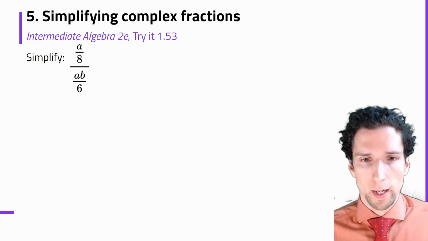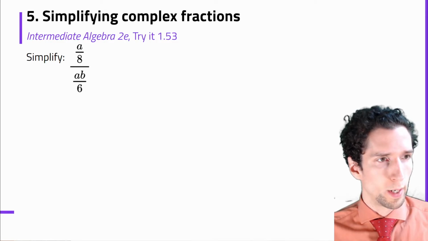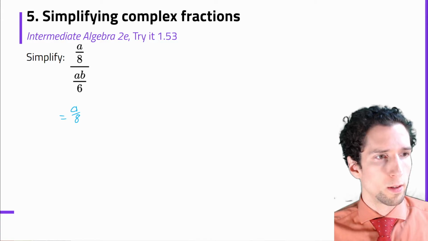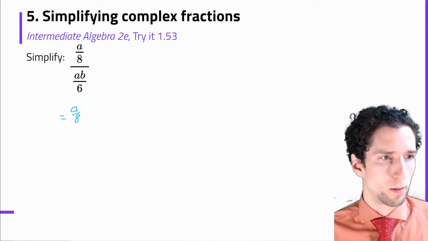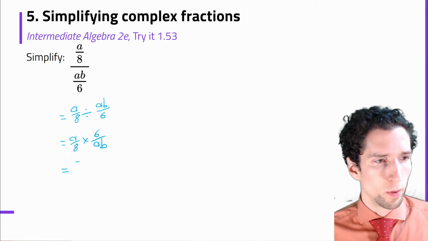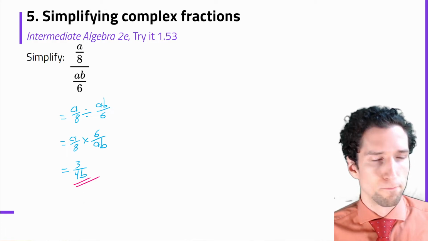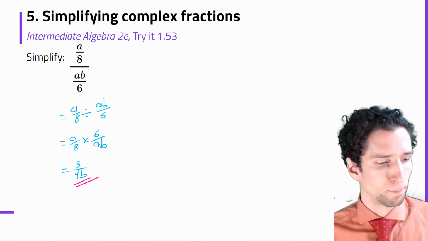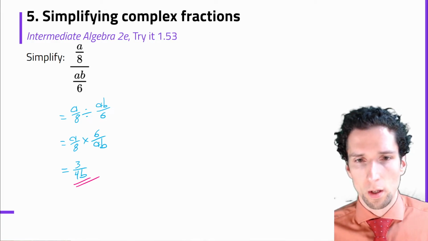All right, my turn here with the two practice ones. A over 8 divided by ab over 6, that's a over 8 times 6 over ab. The a's are canceling out, 6 and 8 are going to turn into a 3 over 4, and a b on the bottom. 3 over 4b. Done.